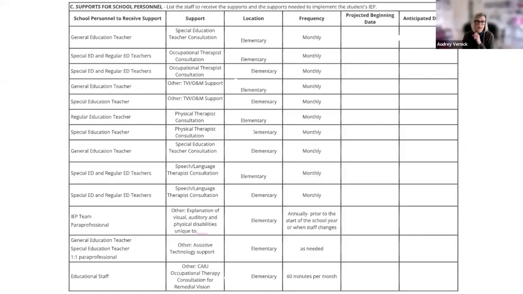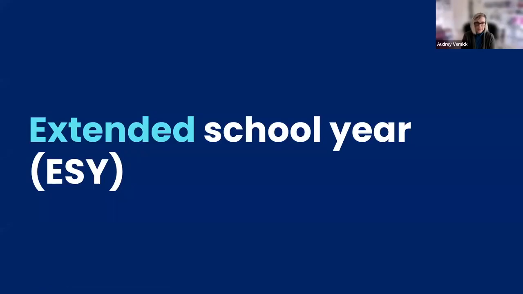So thinking about what that might be, this was what that looked like on my sample IEP. Just to give you an idea, I would like a time frame of month rather than monthly. I would like to see how many minutes per month, but we don't get everything we want. Extended school year should be discussed by your child's team.